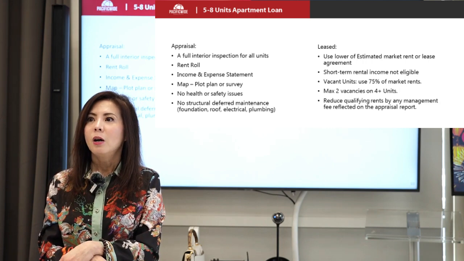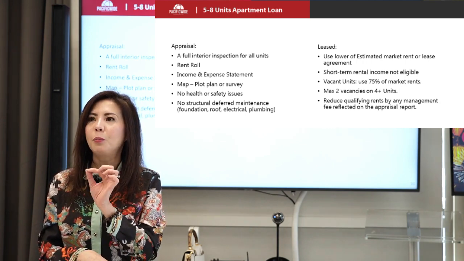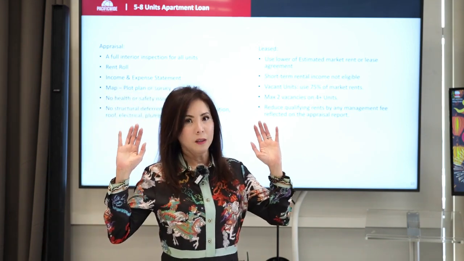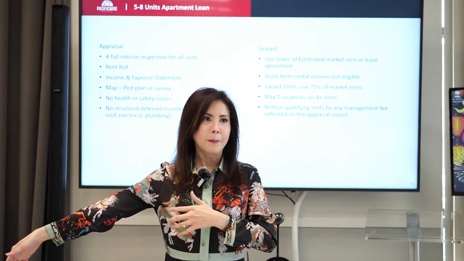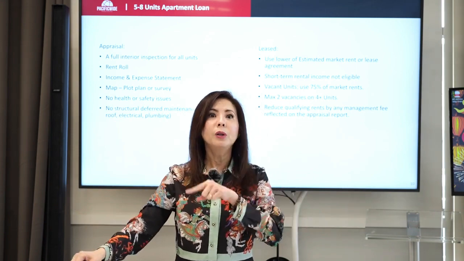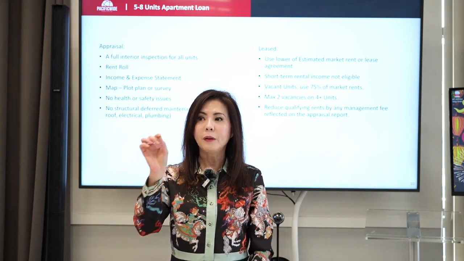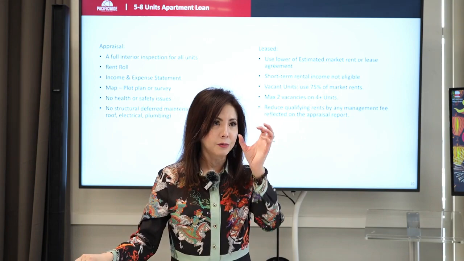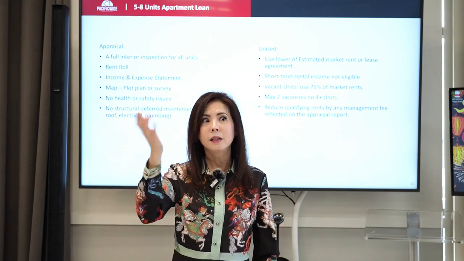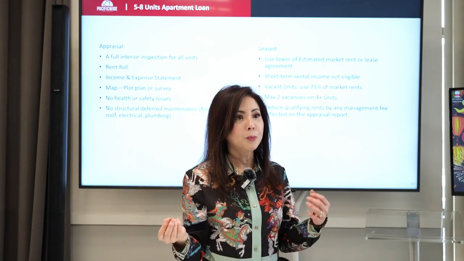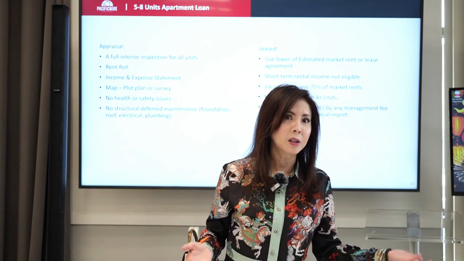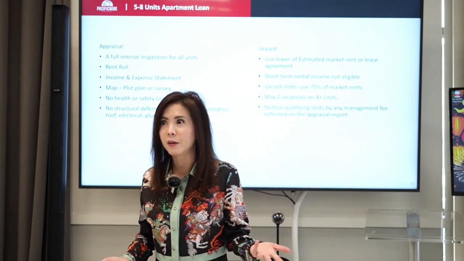Vacant units, use 75% of market rents. Even if you are buying an 8-unit property and tenants fill all 8 units, when we do the purchase loan, we have to use 75% of the rental income. We cannot use 100%. This is the guideline, because lenders try to be conservative, since at some point you might lose 1 or 2 tenants. I cannot consider 100% of your rental income. I can only consider 75% of it.